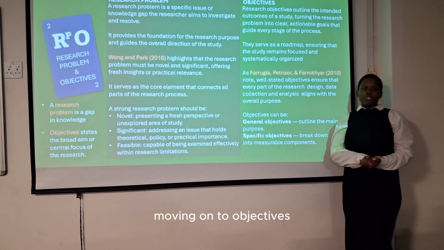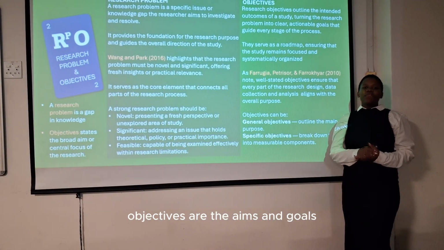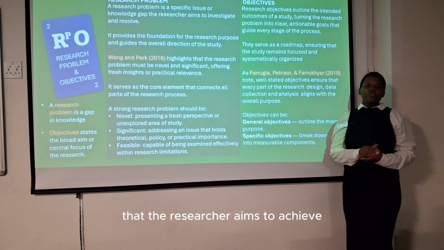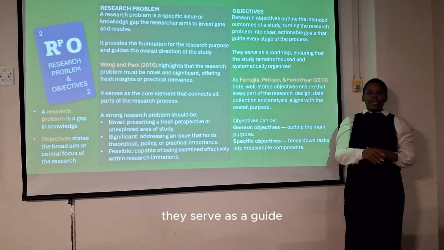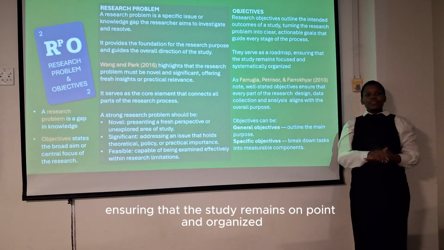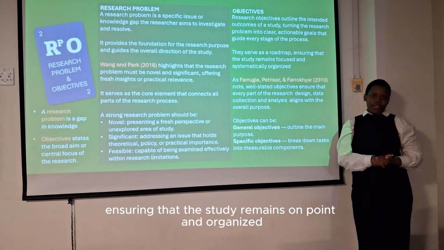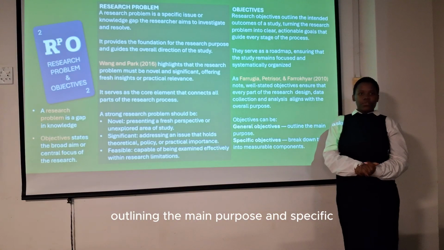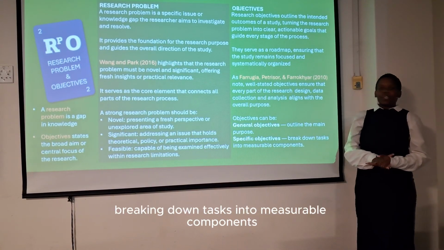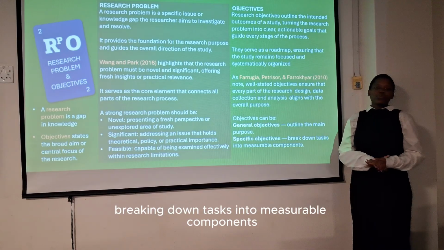Moving on to objectives. Objectives are the aims and goals that the researcher aims to achieve at the end of the research. They serve as a guide, ensuring that the study remains on point and organized. Objectives can be general, outlining the main purpose, and specific, breaking down tasks into measurable components.